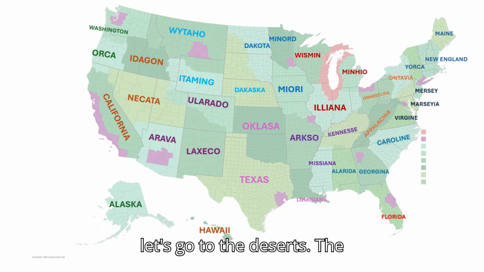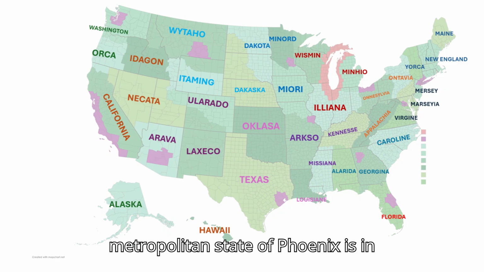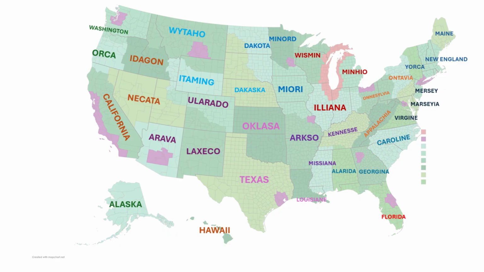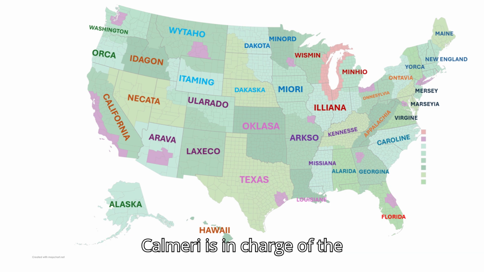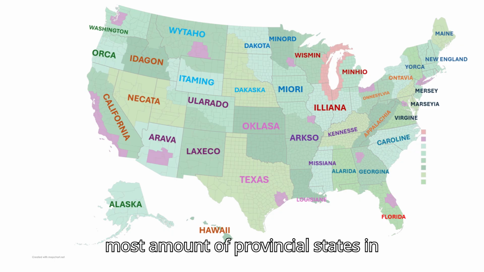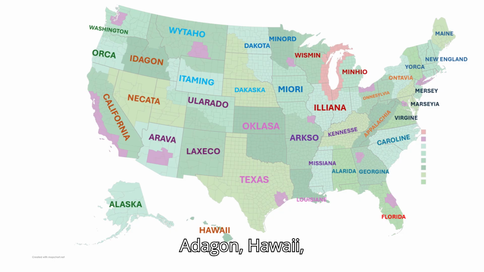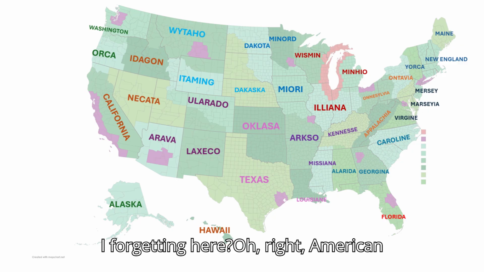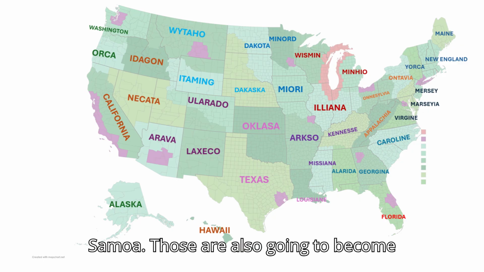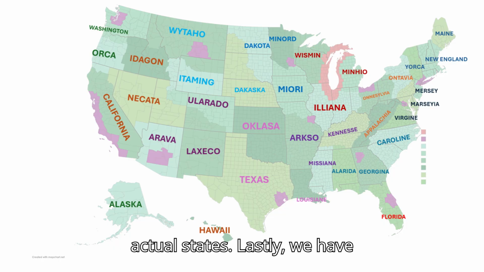Let's go to the deserts. The metropolitan state of Phoenix is in charge of the states of Arawa, Laxico, and Colorado. The metropolitan state of Calgary is in charge of the most amount of provincial states in this scenario: California, Nevada, Oregon, Hawaii, Mariana Islands, Guam, and what am I forgetting here? Oh, right, American Samoa. Those are also going to become actual states.